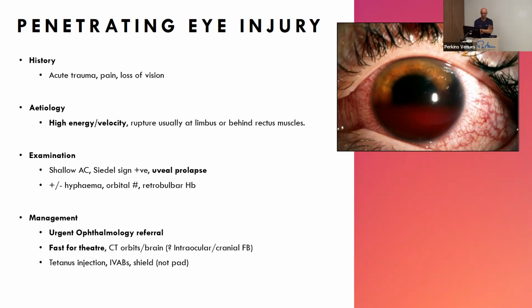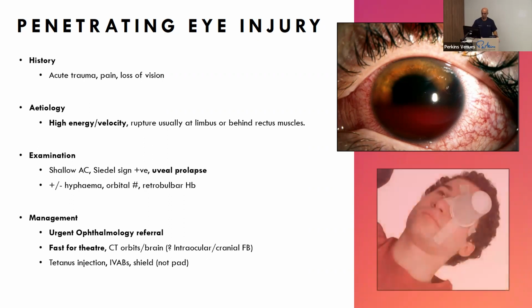So tetanus, IV antibiotics, put a shield on, not a pad. This has been put on so that there's no pressure on the eye. You can also cut the end off a cup like this so that the eye can be grossly examined, and so that the person, if they've got a bit of vision, which they often do, can still have binocular vision rather than covering up the eye altogether while they're waiting for us to turn up.